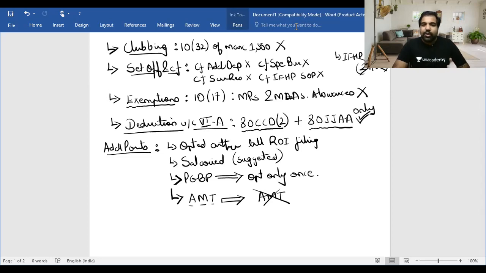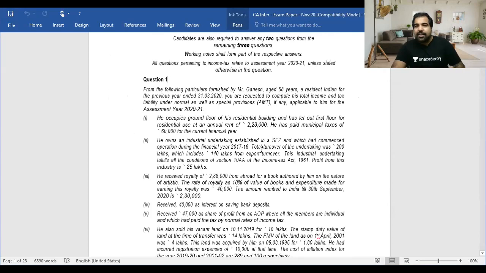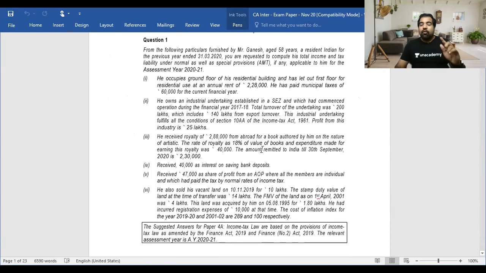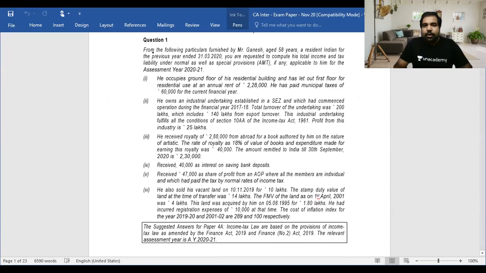I'm looking at one question from the CA Inter November 20 exam. As we discuss this examination question, we have to figure out which deductions we can take or not take, assuming Mr. Ganesh has opted for 115BAC. So let's do this, guys. From the following particulars furnished by Mr. Ganesh, age 58 years, a resident Indian for the previous year, you are required to compute his total income.